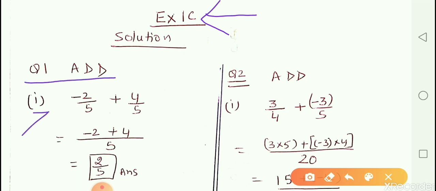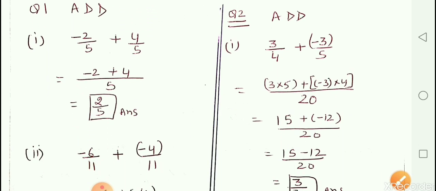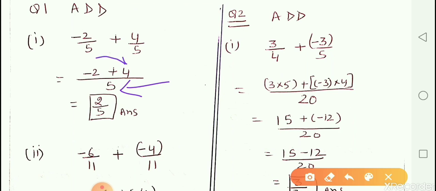This is the first part, negative 2 upon 5 plus 4 upon 5. Here the denominators are the same. So this is similar to case 1. So we will write the common denominator 5 and add the numerators and get the answer as 2 upon 5.